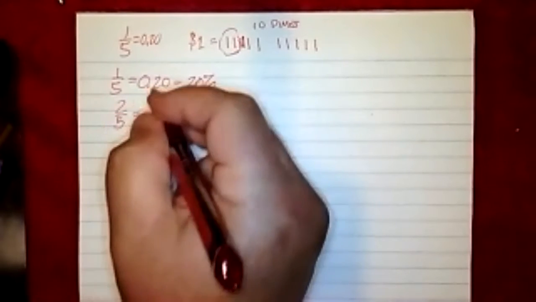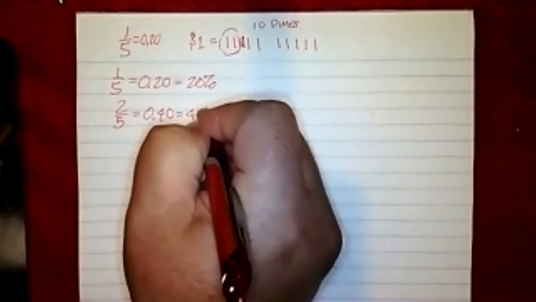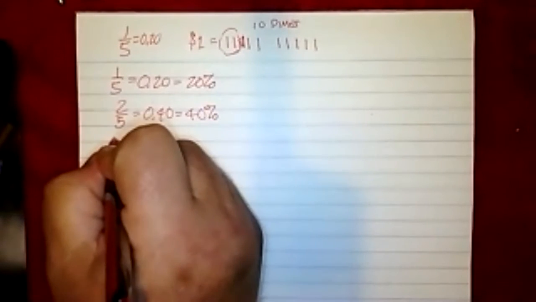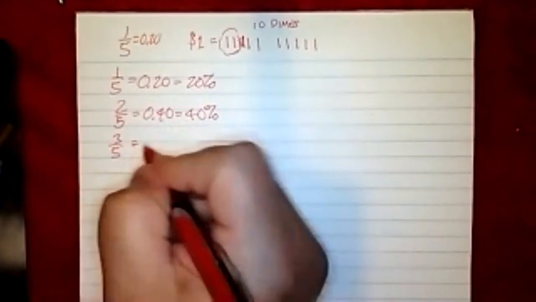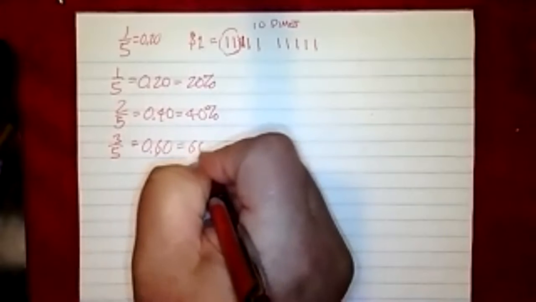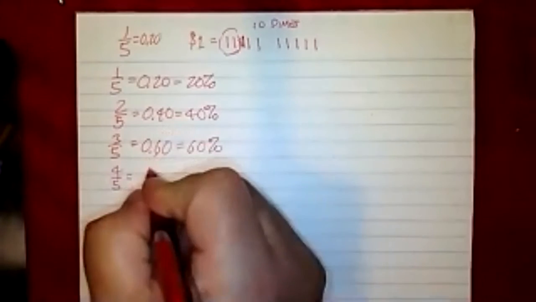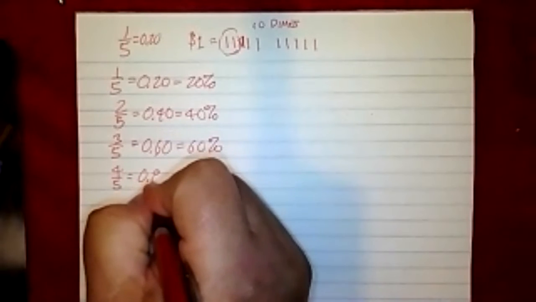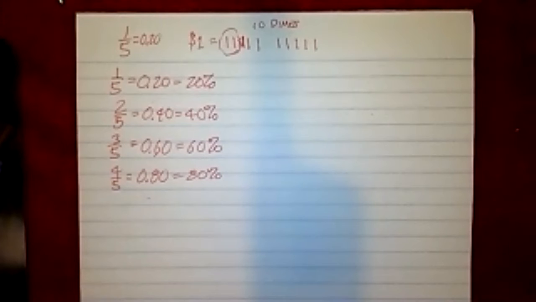2/5 is, of course, going to be twice as big as 1/5, so that's 40%, or also 0.40. 3/5 is 3 times as big as 1/5, so that's basically 6 dimes, which is $0.60, which is 60%. And 4/5, which is 8 dimes, is 0.80, which is 80%. So that's another fraction that we often use.